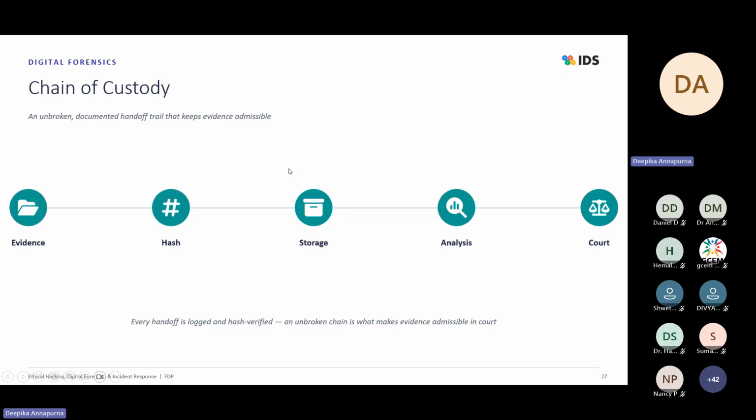What will happen if you don't document it properly? You cannot present it to the court, right? So this is called chain of custody.